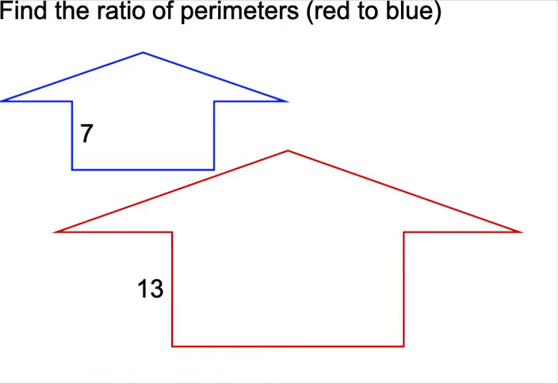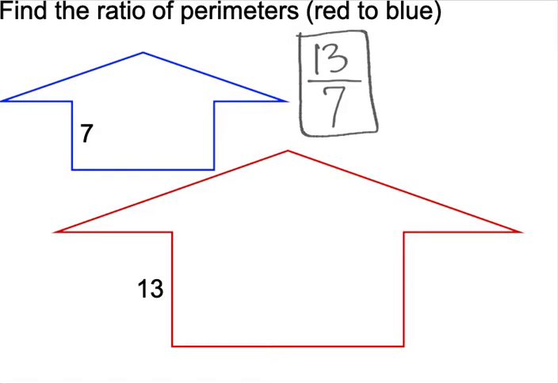Find the ratio of perimeters, red to blue. Well, the perimeter of the red one, we don't know, but we do know that one of the side lengths is 13, and a corresponding side length in the other shape is 7. This gives us a ratio of sides, 13 to 7, and a ratio of perimeters, since it is equal, 13 to 7.